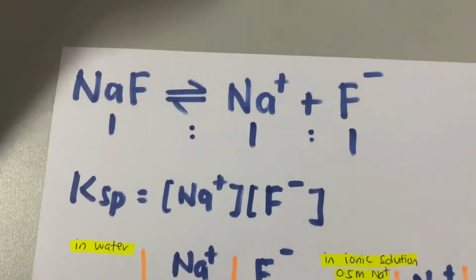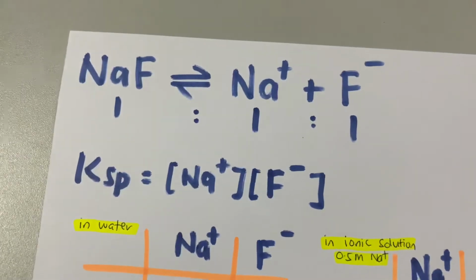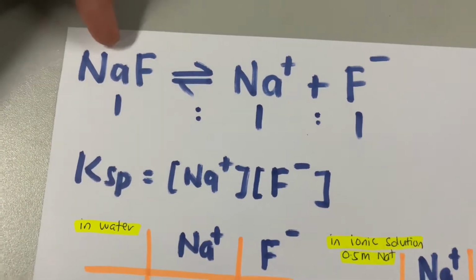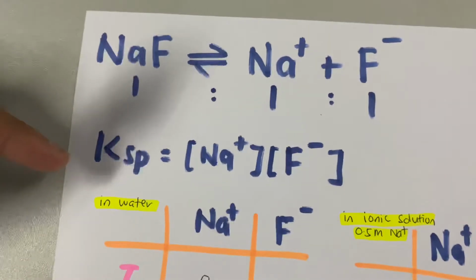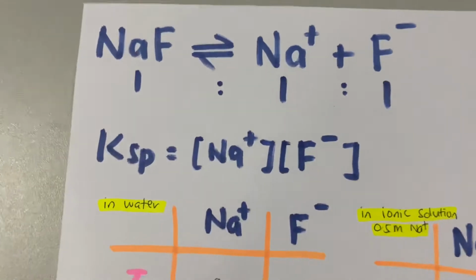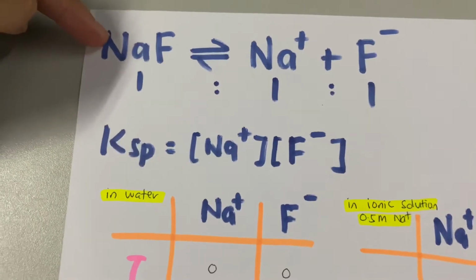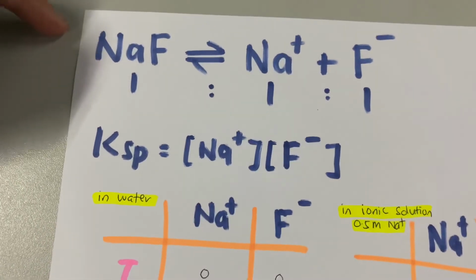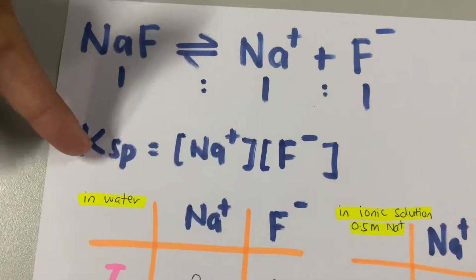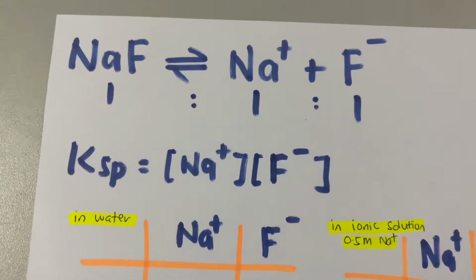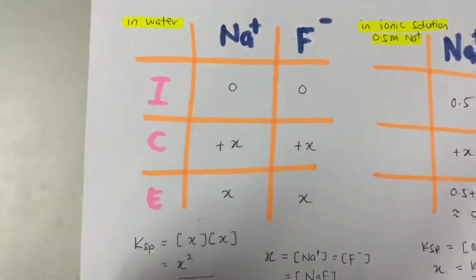So if you have the concentration of sodium ion and fluoride ion, you can simply put it in the Ksp expression. If it is 1 molar and 1 molar, you can place it in and calculate the Ksp value. So the value depends on the dissociation. That is if given the solubility or molar concentration, you can calculate the Ksp. But if given the Ksp value, how do you calculate the solubility? You need to use the ICE table.